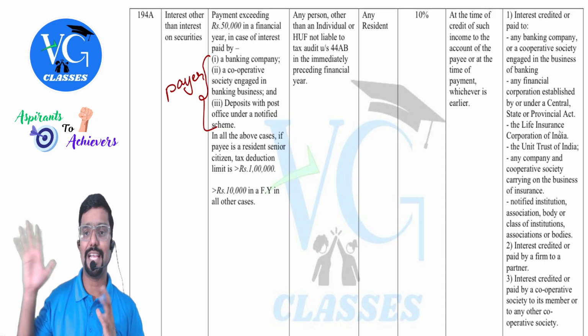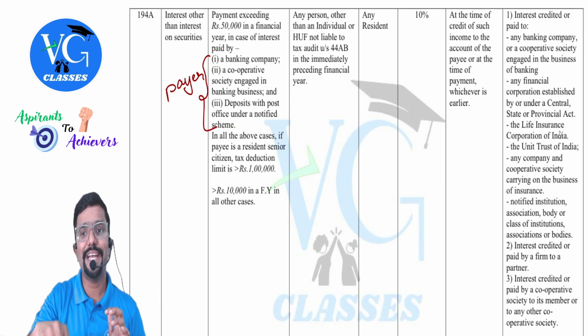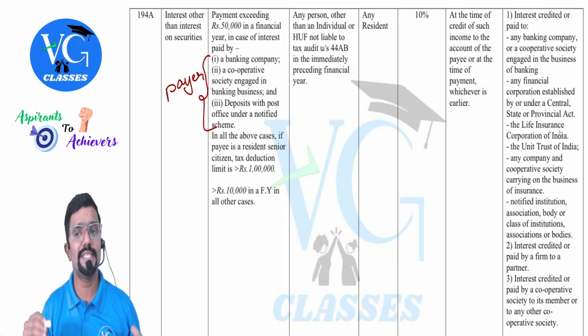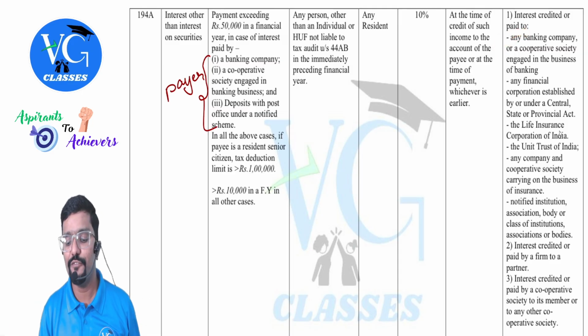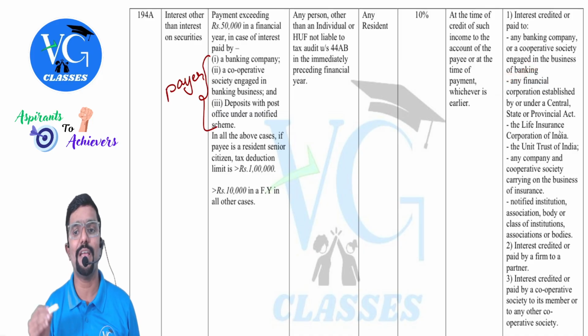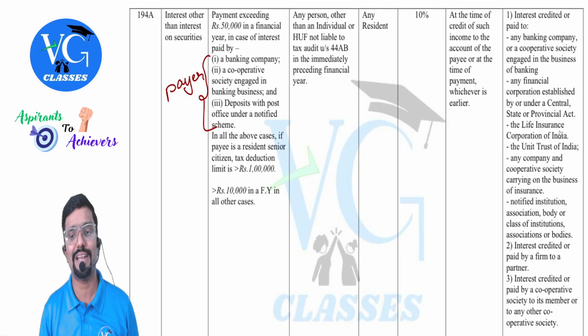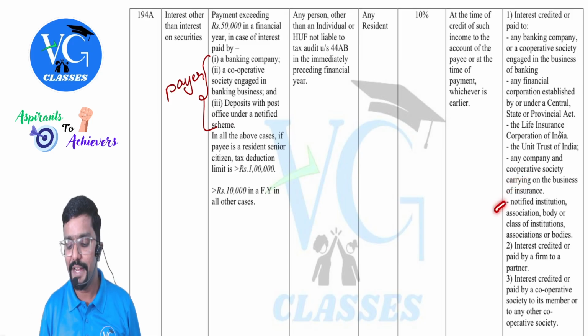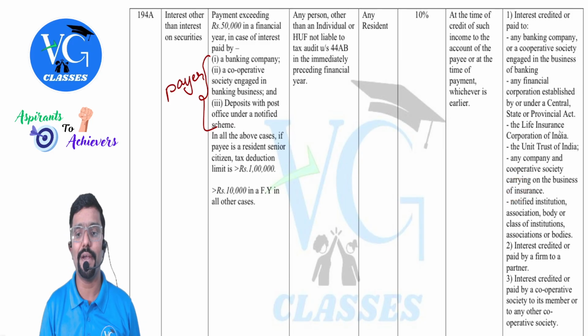Yes. Last column, guys. Interest credited or paid to a banking company or a cooperative society engaged in the business of banking, or any financial corporation established by or under a central, state or provincial act, LIC, Unit Trust of India, or any company or cooperative society carrying on the business of insurance. In simple terms, any insurer. Also a notified institution, association, body or class of institutions, associations or bodies.